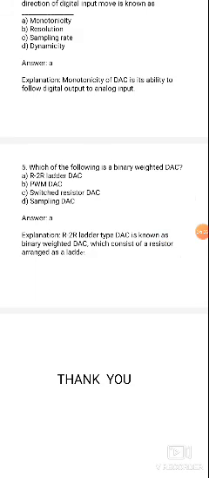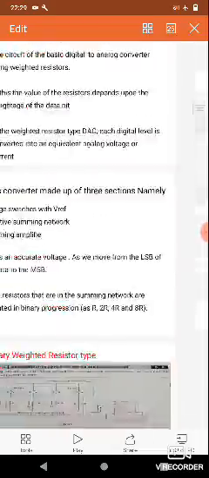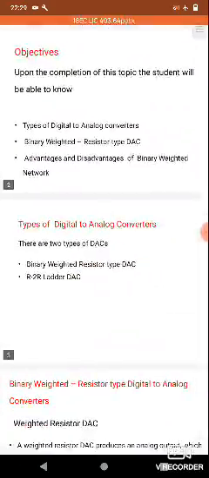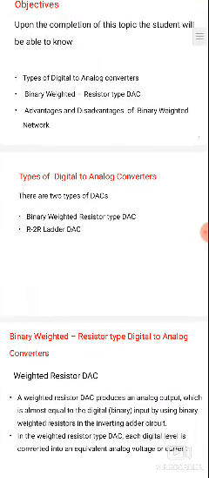The R-2R ladder type digital to analog converter is known as a binary weighted DAC, which consists of resistors arranged in a ladder type. So these are all today's topics. Today we completed the types of digital to analog converters. The main types are the binary weighted and R-2R ladder resistor type.